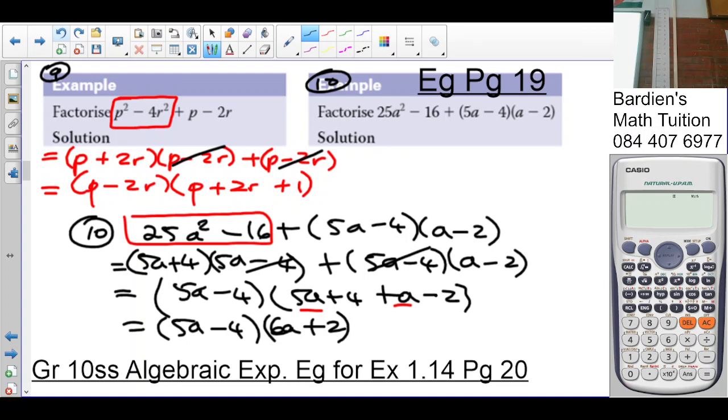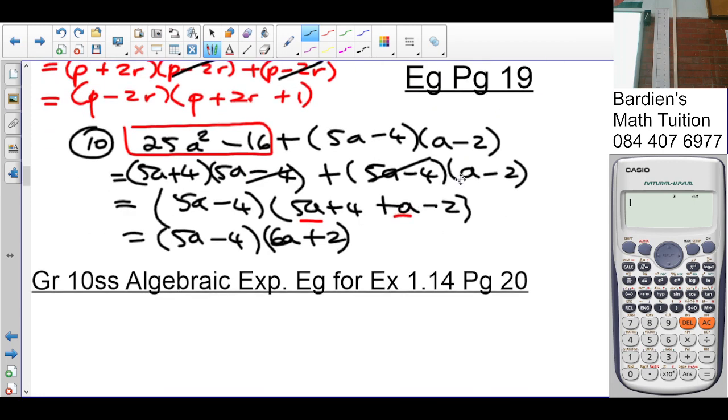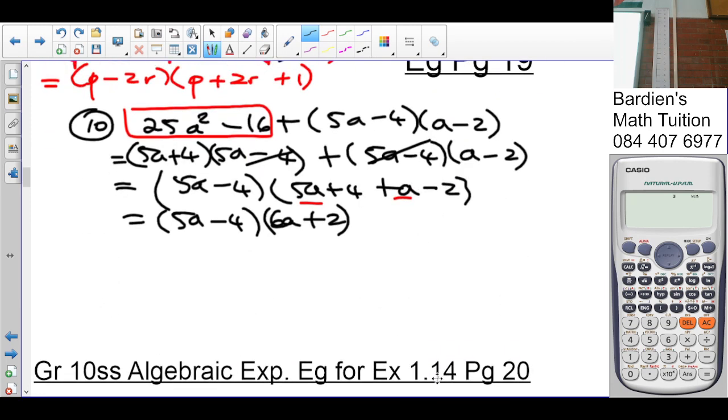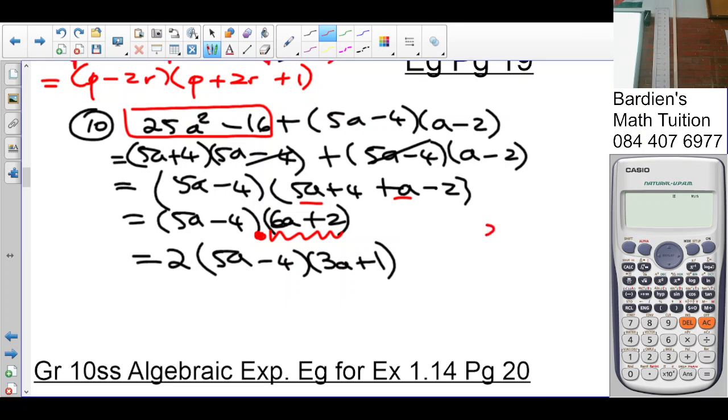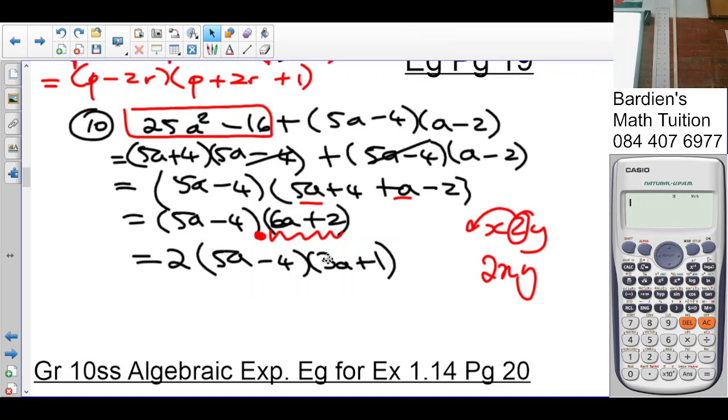But if you look at the second bracket here, you'll also note that we have a common factor of 6a plus 2, which is 2. So take out 2 as a common factor, we're left with 5a minus 4 and 3a plus 1. Okay. We won't write the 2 in between here. Because if we've got 2 times x times y, we don't write it like that, we write 2xy, we write the coefficient in front. So likewise here, having it in front is another way of writing that expression.